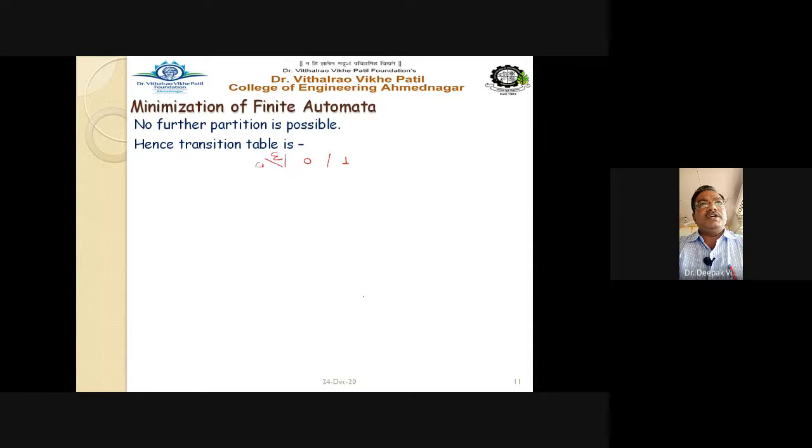Hence, the transition table is Q and sigma, and all the transitions we have to write down here. So Q0 on 0 goes to Q1 Q3, Q0 on 1 goes to Q1 Q3, Q2 on 0 goes to Q1 Q3, Q2 on 1 goes to Q4. Now this becomes your one state, that is Q1 Q3. On 0 it goes to Q2, and on 1 goes to Q4, and Q4, which is the final state, on 0 and 1 goes to Q4 itself.